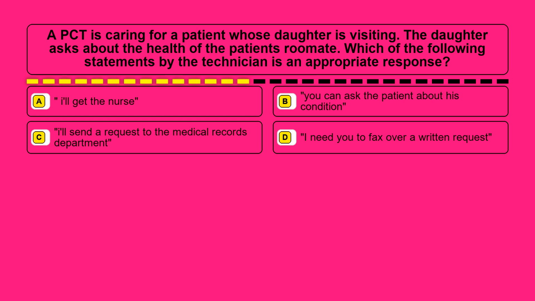Option A, I'll get the nurse. Option B, you can ask the patient about his condition. Option C, I'll send a request to the medical records department. Option D, I need you to fax over a written request.